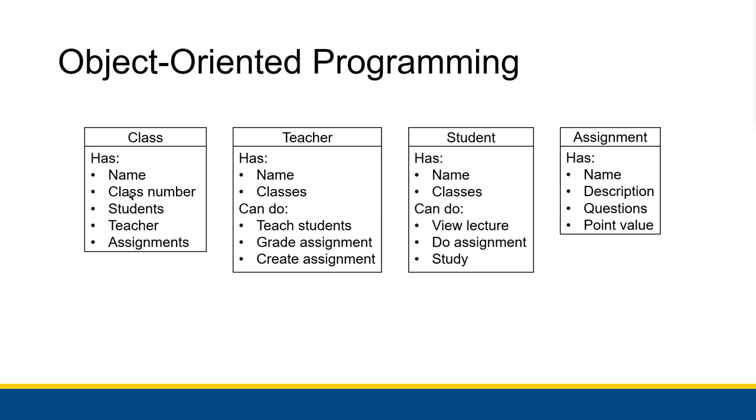Class number might actually be CBIS 112. And the students, a list of all the students there. Teacher, I would be held in this teacher property, so you'll see that I hold CBIS 112 as one of my classes, but also CBIS 112 holds me as a teacher. There's that circular reference going on. And it also has a list of assignments, which would be instantiated here. So Chapter 1 programming assignment, Chapter 2 programming assignment, Chapter 1 quiz, Chapter 2 quiz, all that kind of stuff.